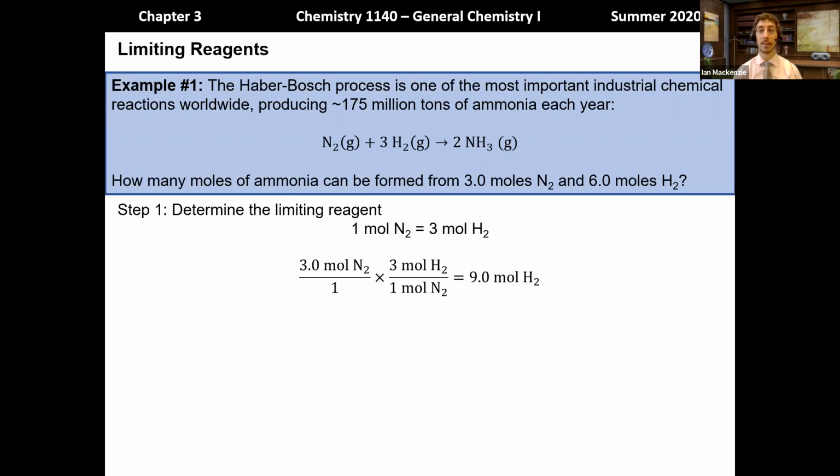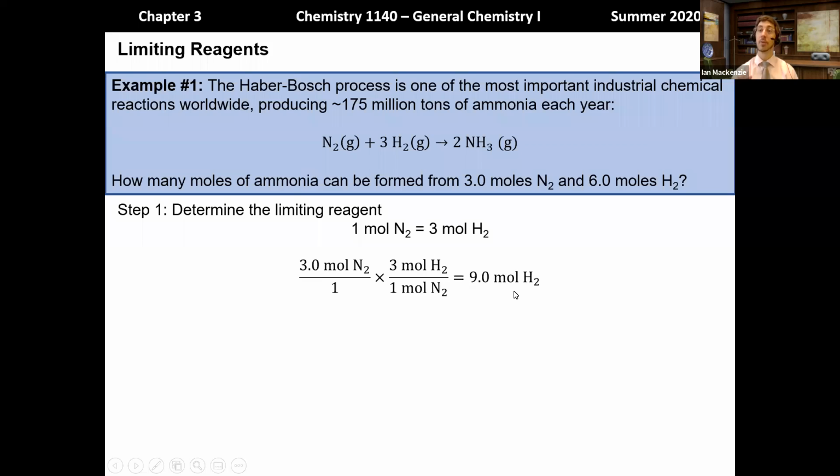So in this case, I'll take my amount of nitrogen, 3 moles, that's what I've been given, and using the molar equivalencies, I'll figure out how much hydrogen gas I would need to react with the given amount of nitrogen gas. And I come out with some value just using my normal unit conversion process. So here I come out with 9.0 moles of hydrogen gas needed to react with all of the 3.0 moles of nitrogen gas.